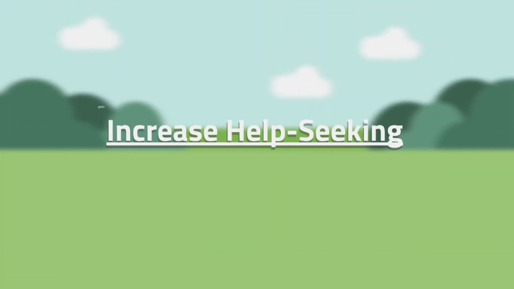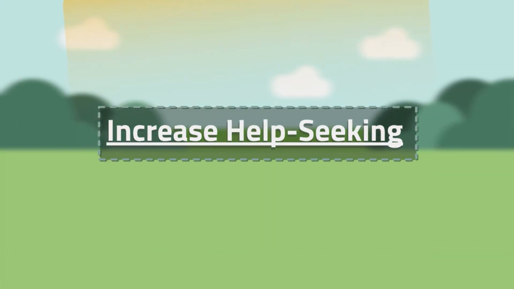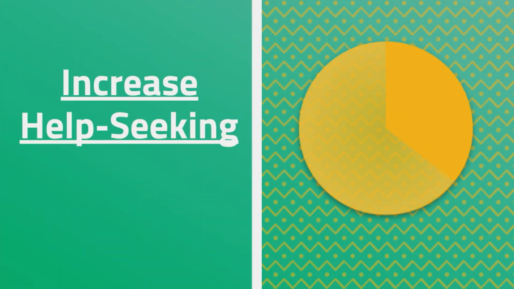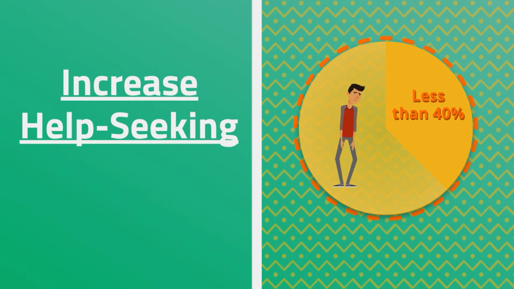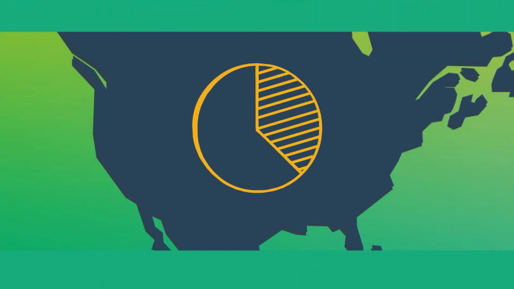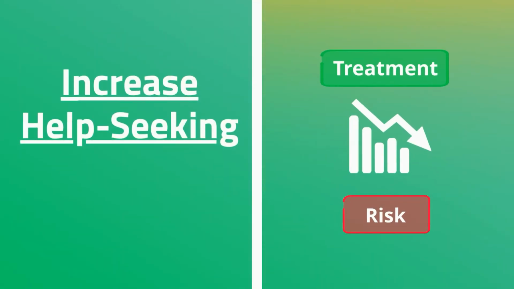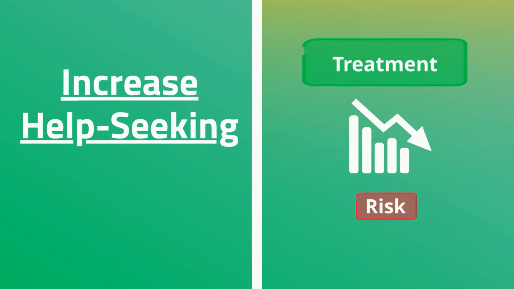Second, a campus must increase help seeking. On a typical campus, less than 40% of students struggling with anxiety and depression that is significant enough to interfere with their ability to function actually seek counseling services. Nationally, only about a third of those who die by suicide were actually receiving any sort of treatment. Appropriate treatment greatly reduces risk for suicide.